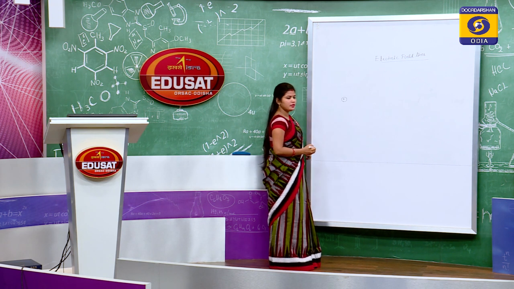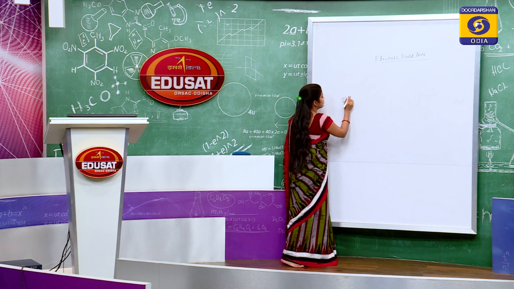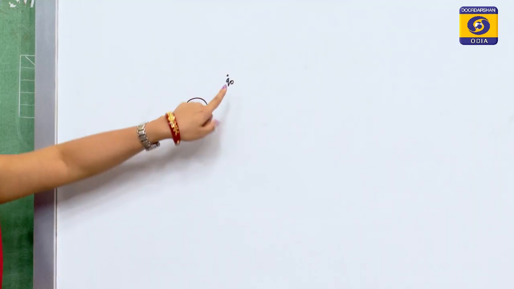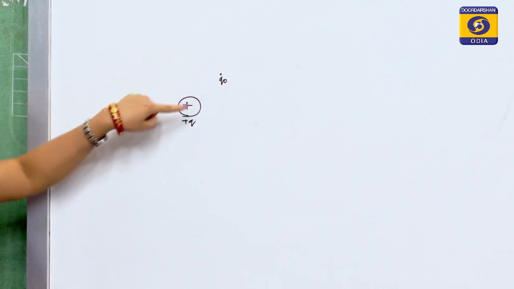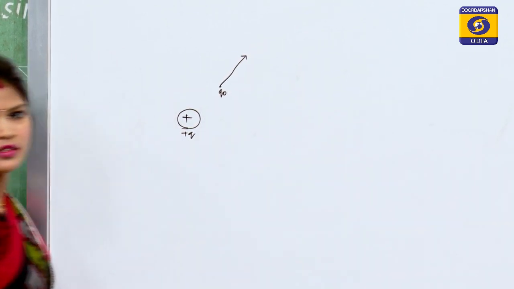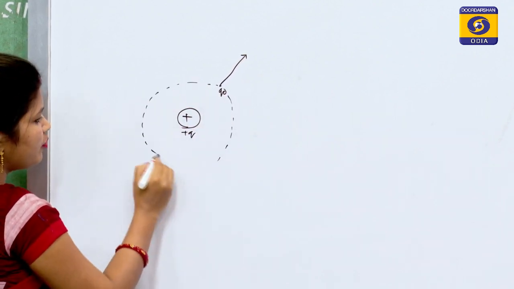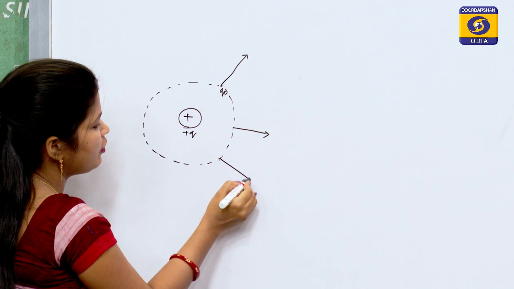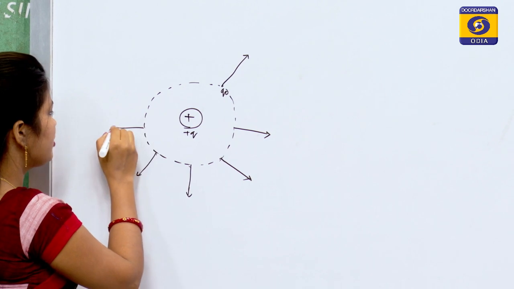suppose this is a positive source charge plus q, and just imagine our test charge here, that is q naught, the test charge, and you know the test charge is positively charged, and this test charge will experience a force of repulsion due to the positive source charge. So, the direction of electric field will be like this. Okay. So, at the same distance, that is the same radius, everywhere when we place the test charge, the electric field is the same and the direction will be outward.